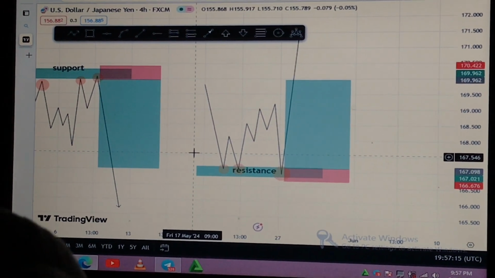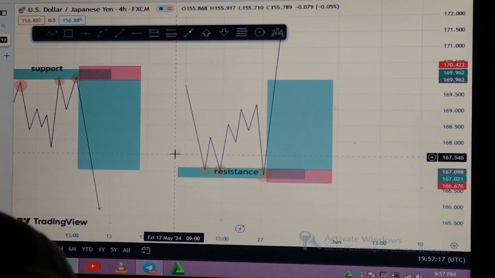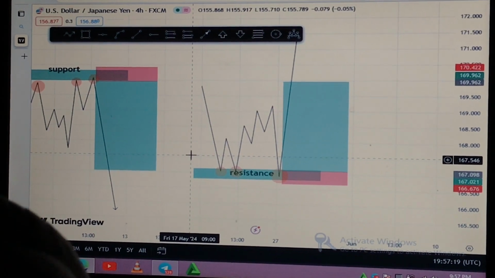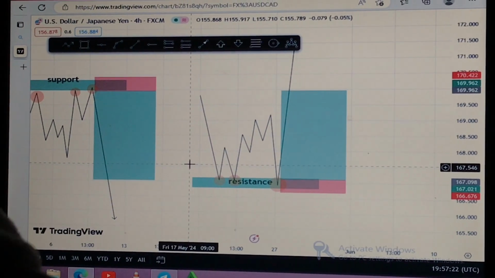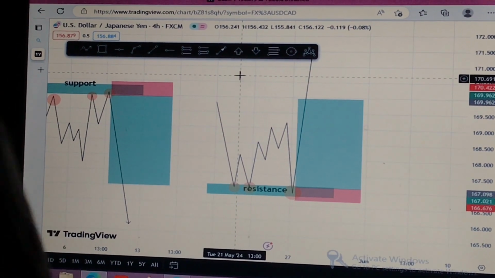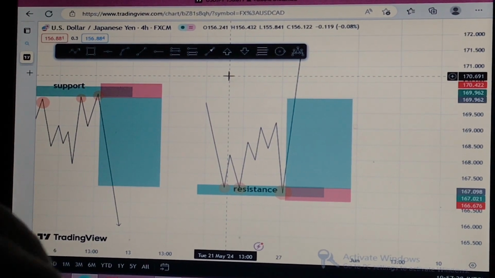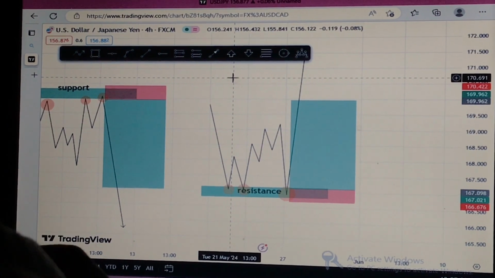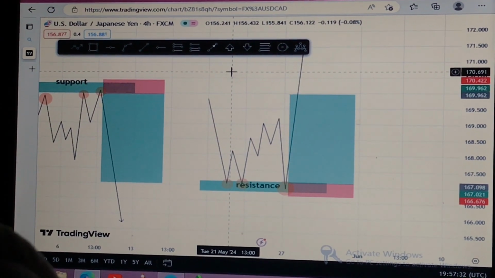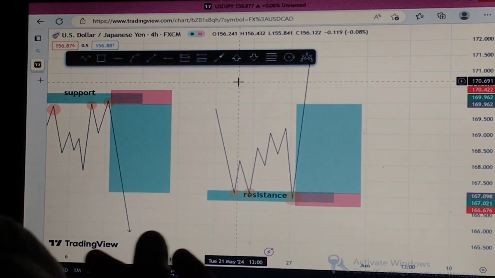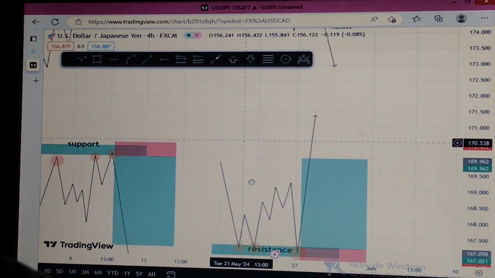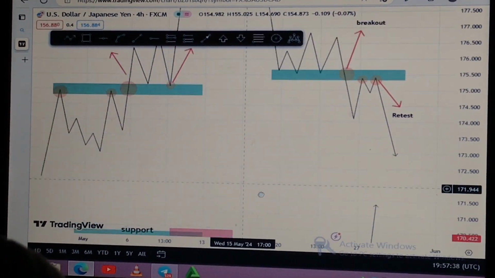Every time the market gives us multiple rejections, you draw your resistance. I'm still going to show you on the real chart though. One thing about support and resistance, you have to know that support usually becomes a resistance, and resistance becomes a support. Let me show you an example fast.